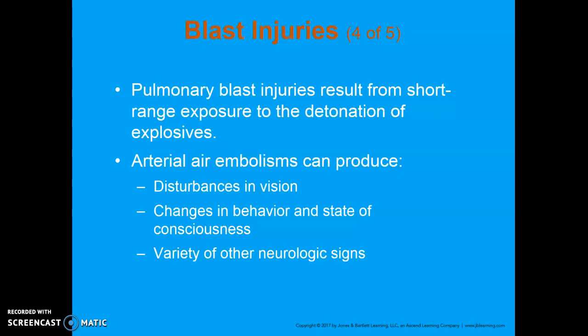So we're continuing our talk about blast injuries. The biggest thing that we worry about more than anything else is pulmonary injuries that occur, particularly arterial air embolism. If you have alveolar disruption, meaning a break in the membrane, then you can get air embolism that will travel around into the pulmonary vasculature. Some of the things that it produces: disturbance in vision, changes in behavior, changes in the state of consciousness. And then there's a variety of other neurologic signs, but this can be life-threatening.